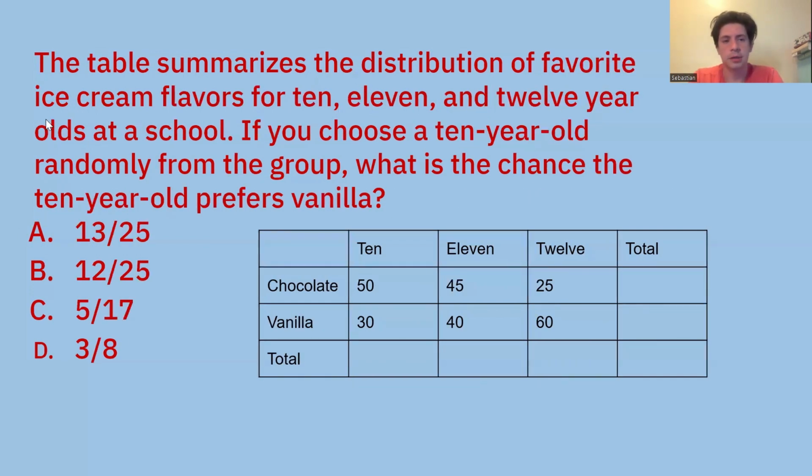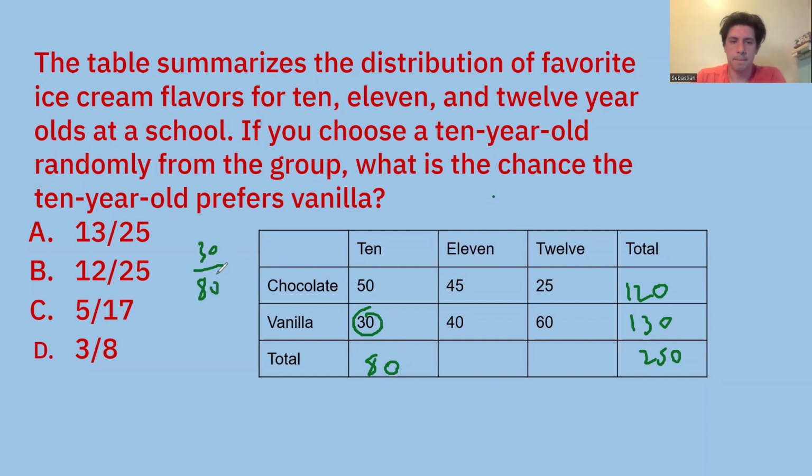So now we'll start this one here. The table summarizes the distribution of favorite ice cream flavors for 10, 11, and 12-year-olds at a school. Okay, so same beginning sentence. If we choose a 10-year-old randomly from the group, what is the chance the 10-year-old prefers vanilla? So let's look at these numbers, right? This would again be 50 plus 70, which is 120. This is again 100 plus 30, so it's 130, and we have a total of 250. And we're choosing a 10-year-old randomly from the group. What is the chance the 10-year-old prefers vanilla? So there's a total of 80 10-year-olds. And then to get 80, the vanilla would be 30 out of 80, right?